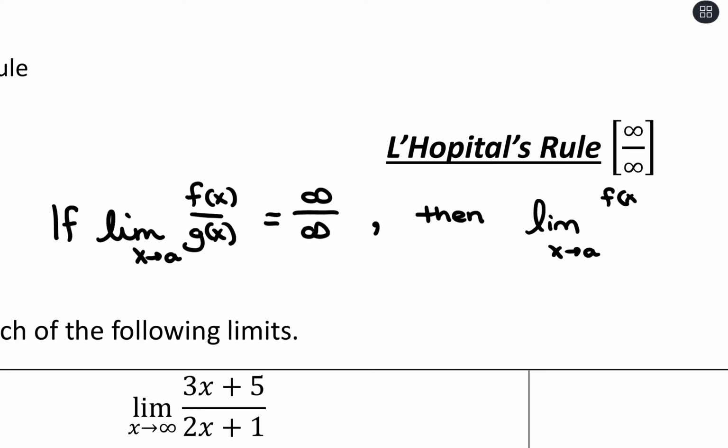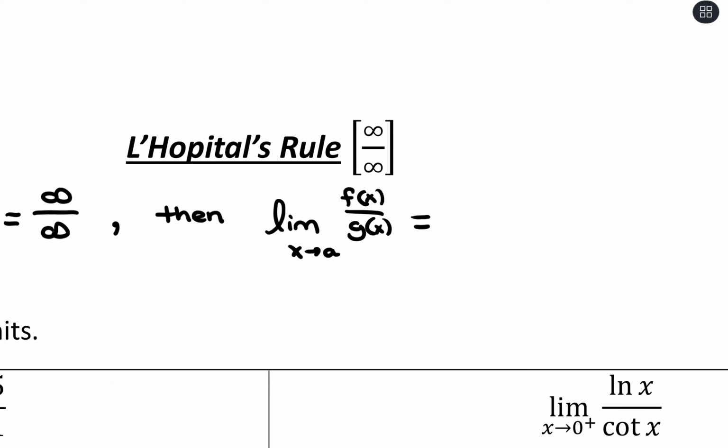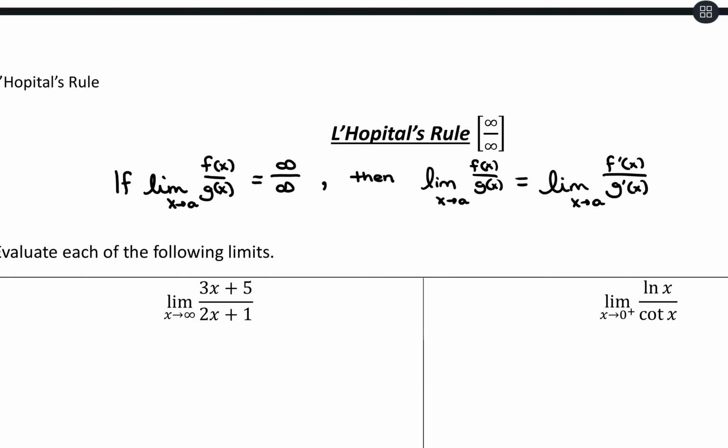we can take the derivative of the numerator and denominator separately. And that could evaluate the limit for us. So we're taking this limit as x approaches a of f prime of x divided by g prime of x. Okay, so same rule as the last one, it's just a different indeterminate form that's coming up.